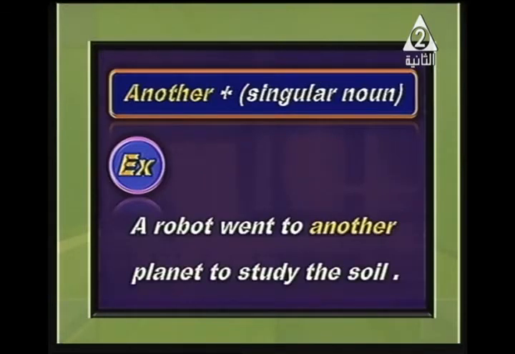A robot went to another planet to study the soil. Okay, معناها آخر. يعني راح لبلانيت آخر، لكوكب آخر. Okay, يبقى تاني لو بصيت على what comes after another, I will find singular noun. So a robot went to another planet to study the soil.